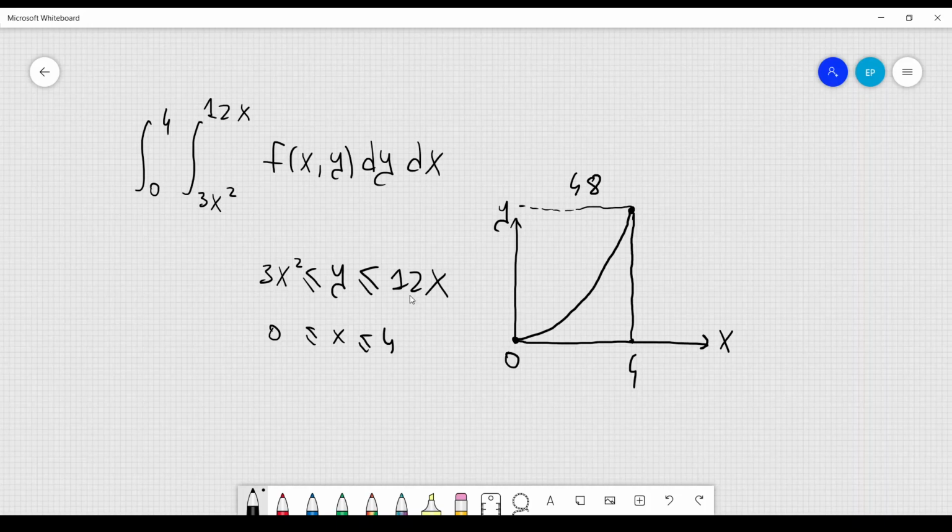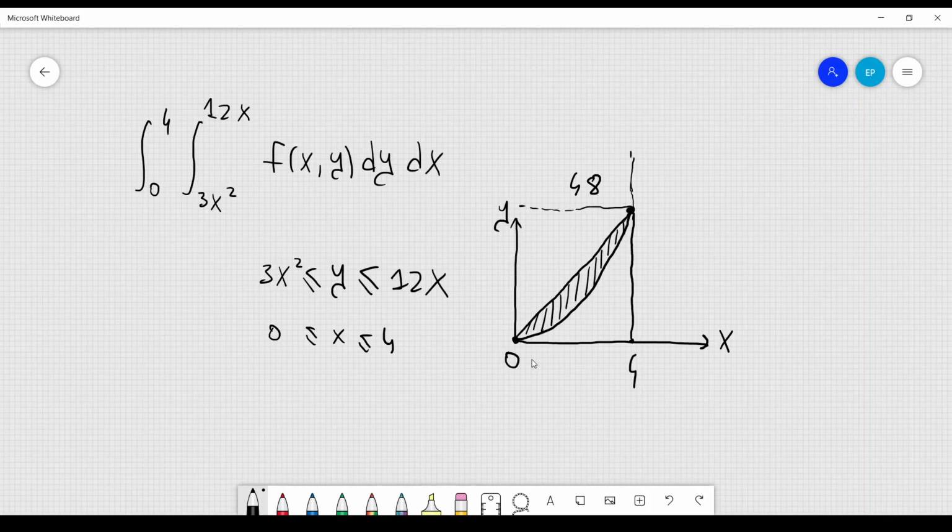And then we have the line y equal to 12x, but this line passes through the points x equal to 0 and x equal to 4, because if you check, 12 times 4 is equal to 48. So this line will intersect this vertical line here at the point x equal to 4. Therefore, the integral is performed over this region. This is the region of integration.